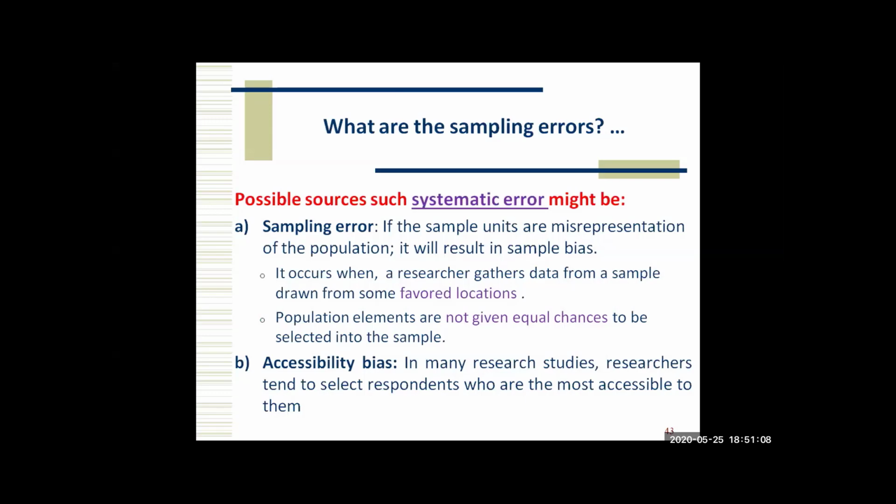Accessibility bias is also another. In many research studies, researchers tend to select respondents who are most accessible to them. Specifically, if you select a sample based on your specific need from one specific target, in such case, it might also lead you to an addition to this systematic error.